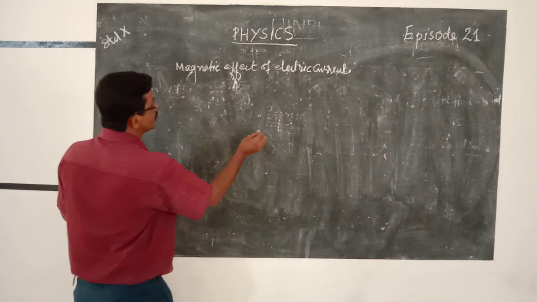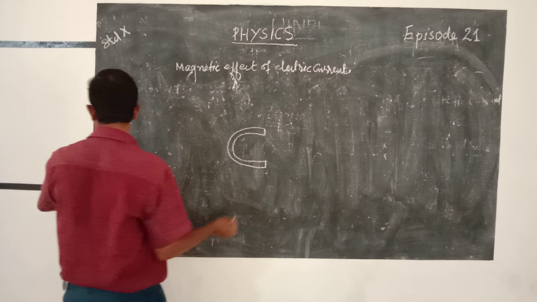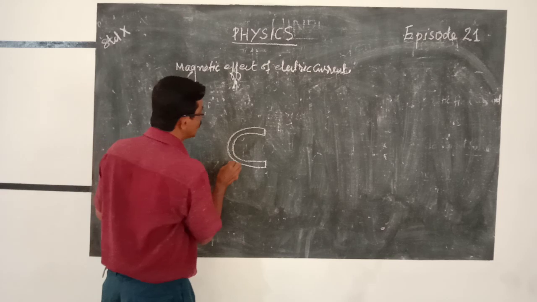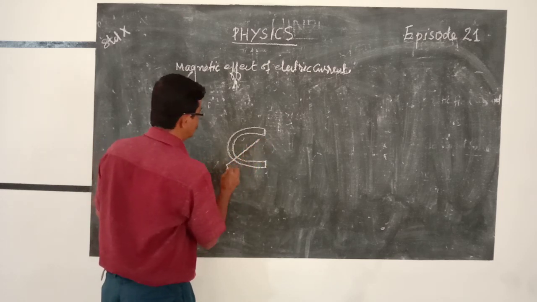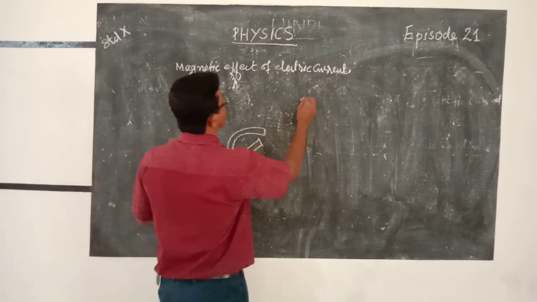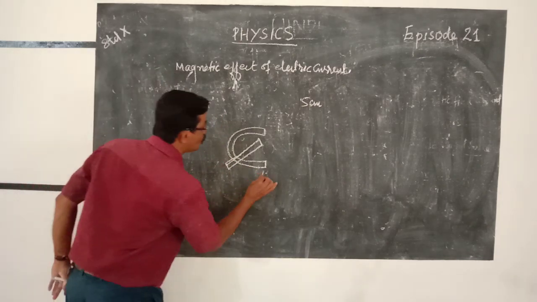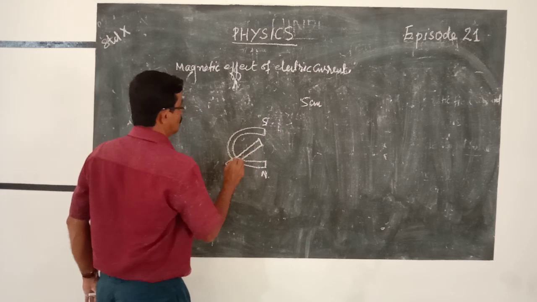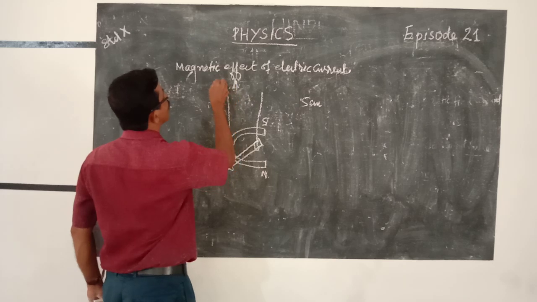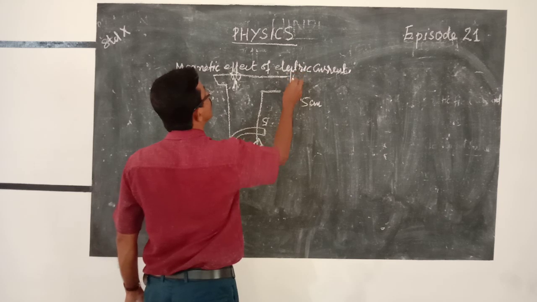See, here is a horseshoe magnet and this is an aluminum rod of about 5 cm length. It is suspended between this north and south, suspended by means of a very thin wire, and it is connected to a battery.